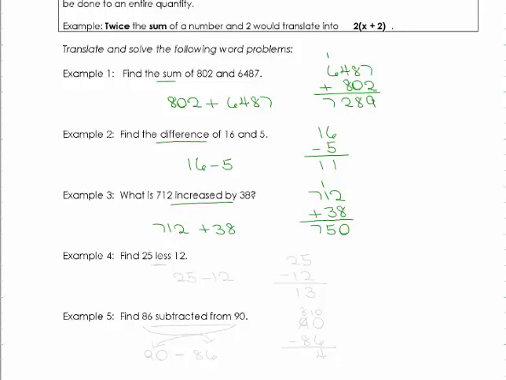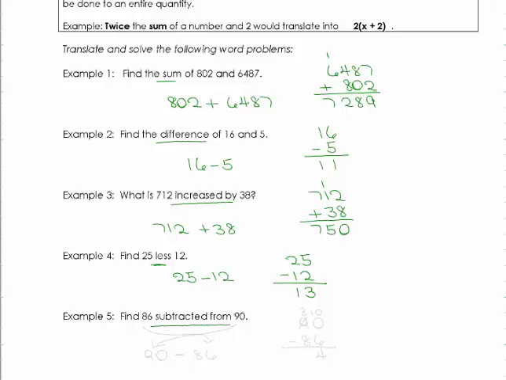Example 4, find 25 less 12. Less is the term we need to look up. It is under subtraction, but it is not under the translated backwards. So once again, we use the order in the sentence. 25 less 12. We would write it vertically, 25 less 12, or 25 minus 12. 5 minus 2 is 3. 2 minus 1 is 1. The answer is 13.